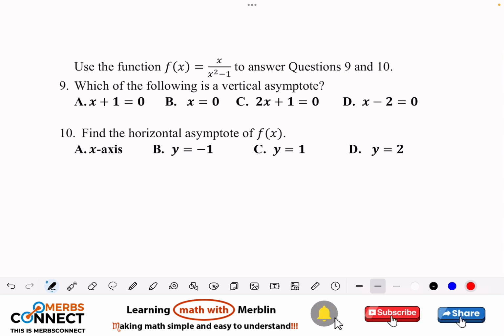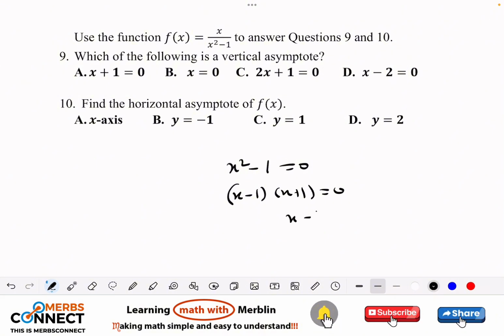So for vertical asymptote, if the function is a fraction like this, we just pick the denominator and set it to 0. So x squared minus 1 is equal to 0. This is difference of 2 squares, so this is x minus 1, x plus 1, which is equal to 0. So x minus 1 is 0, x is equal to 1, x plus 1 is equal to 0, x is equal to minus 1. So what will be the domain?